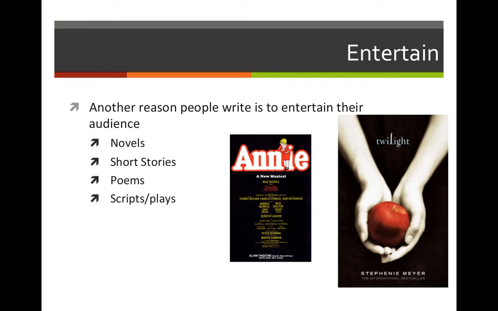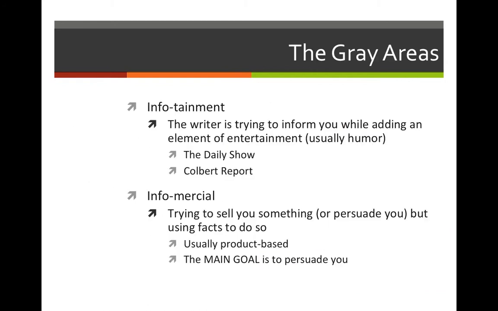Then we have entertaining text. And honestly, these are the most common types of texts for most people that are readers. And we often see that our students are pretty good at doing this type of reading comprehension. So novels like Twilight or plays like Annie or poems, these are the types of things that are strictly meant to entertain us. And sometimes there's a dual purpose. There's gray areas, so to speak.